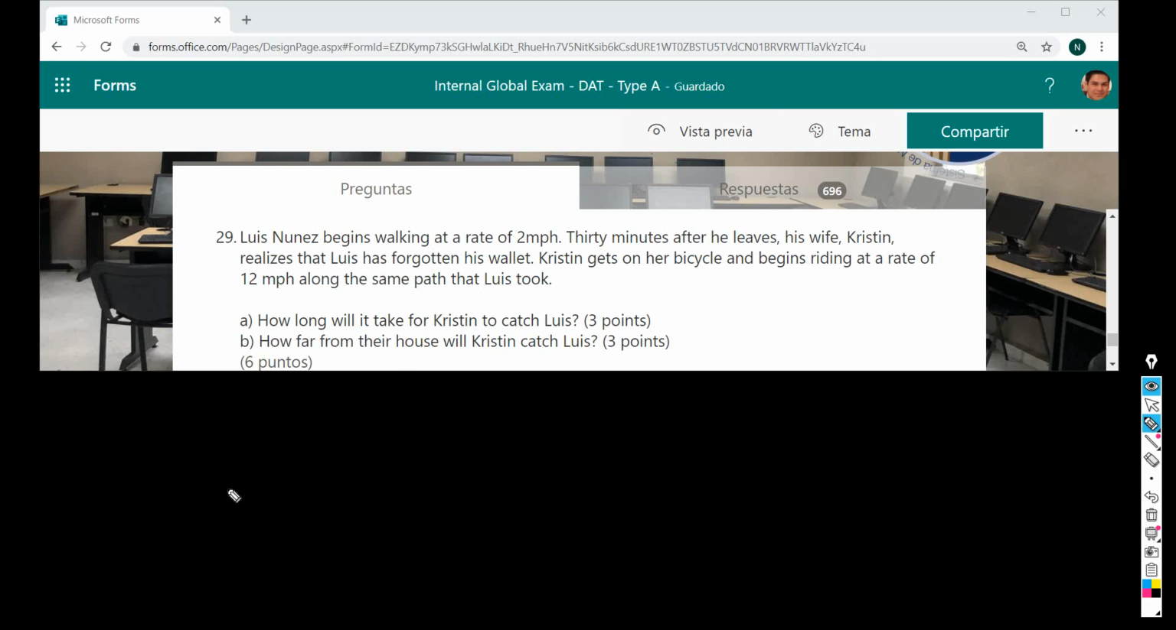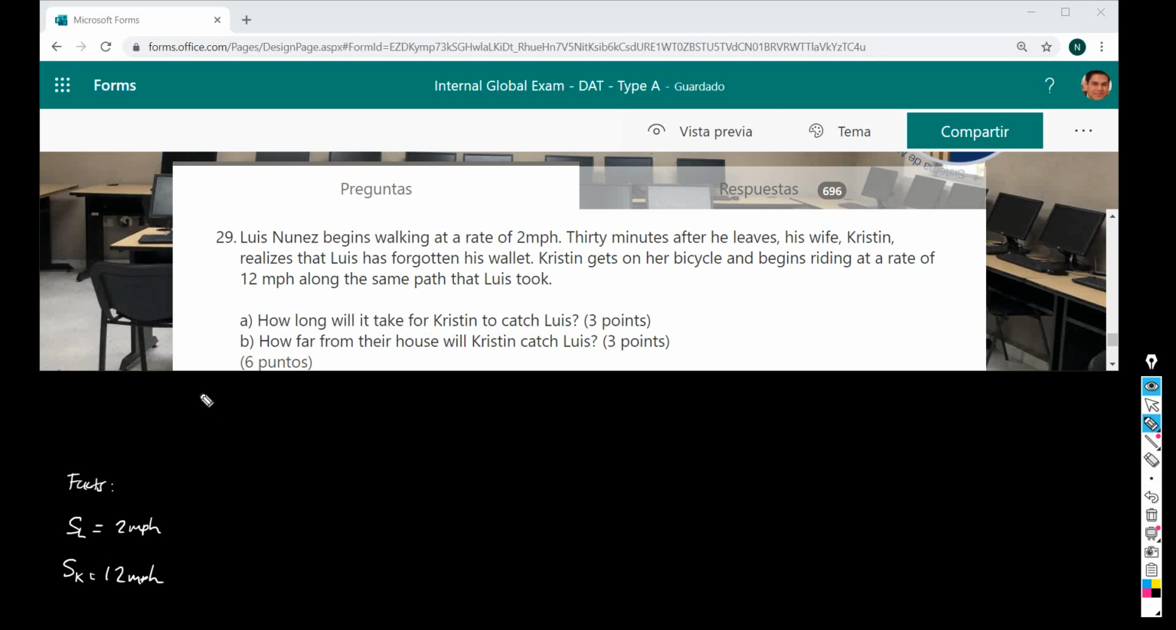Okay, so I'm gonna say the following. Remember, in here I should write my facts or something like that. The speed of Luis is equal to 2 miles per hour. And then 30 minutes after he leaves, his wife Christine realizes that Luis has forgotten his wallet. Christine gets on her bicycle and begins riding at a rate of 12 miles per hour. So the speed of Christine will be 12 miles per hour along the same path that Luis took. Question A, how long will it take for Christine to catch Luis?